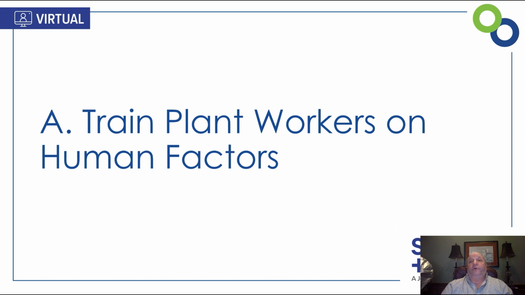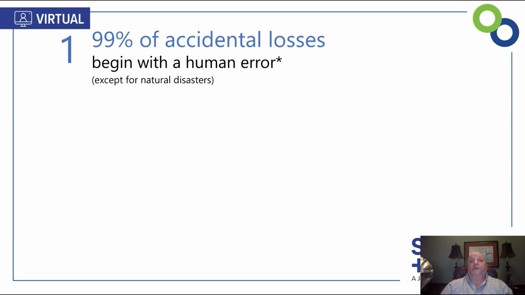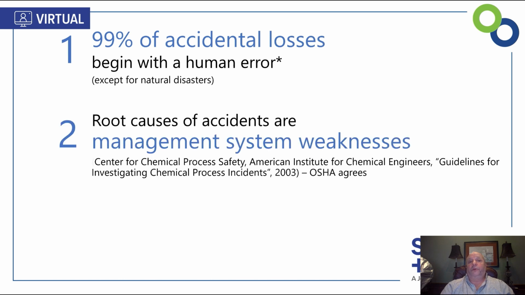In training plant workers on human factors, first they need to understand what is human error and why humans make mistakes, and that everybody makes mistakes. And that includes a good overview of human factors. So all accidents are caused by human error, either directly by a mistake made by the worker, such as an operator in a plant or process, or indirectly, such as by maintenance and reliability errors causing the failure rate of equipment to be higher than normal.